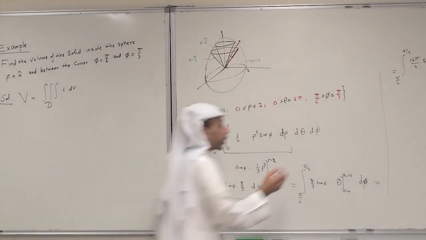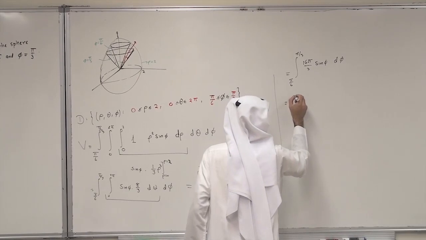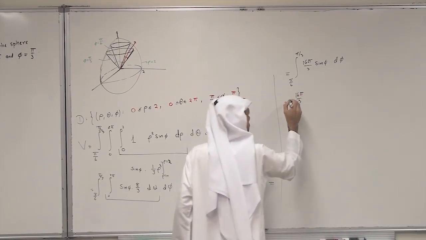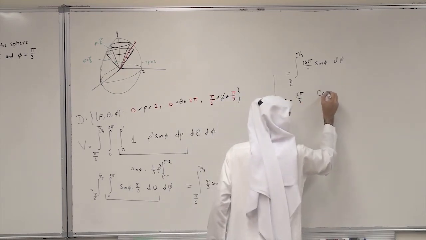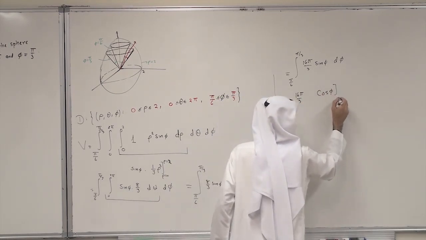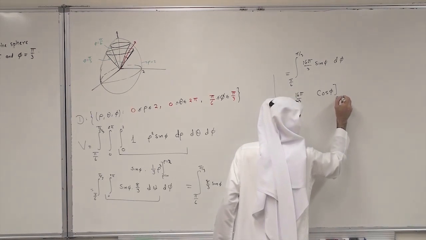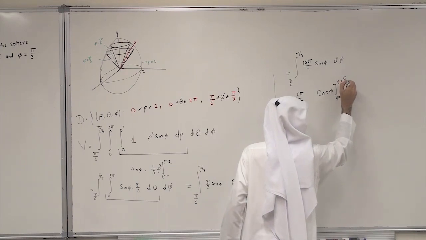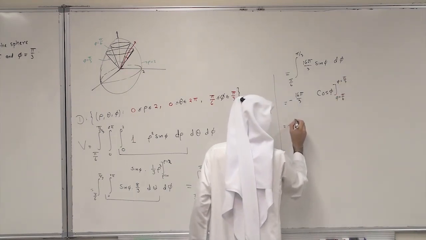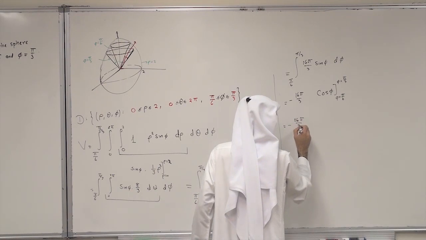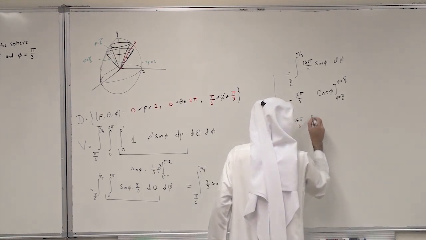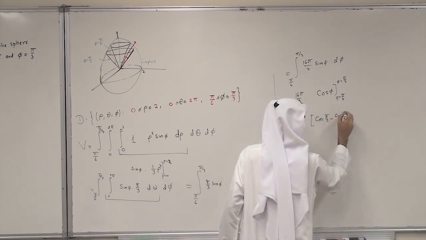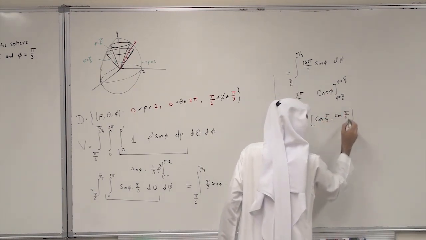Now we integrate with respect to phi. So this becomes 16 pi over 3, which is a constant, times the integral of sine, which is minus cosine phi, from phi equals pi over 6 to phi equals pi over 3. And this is minus 16 pi over 3 times cosine pi over 3 minus cosine pi over 6.